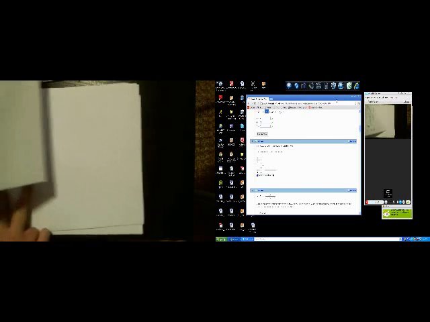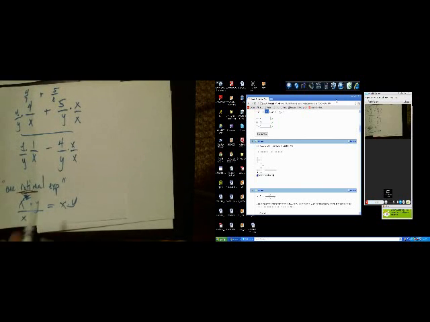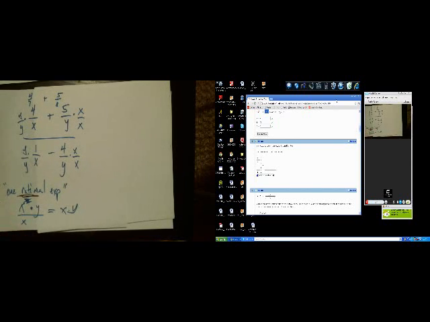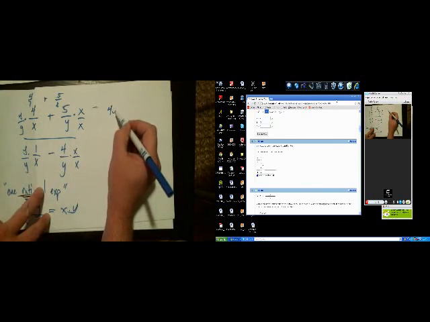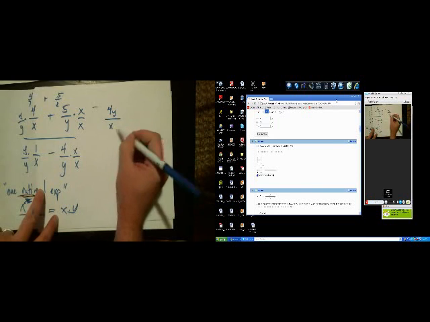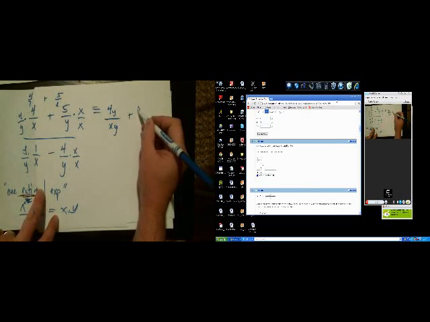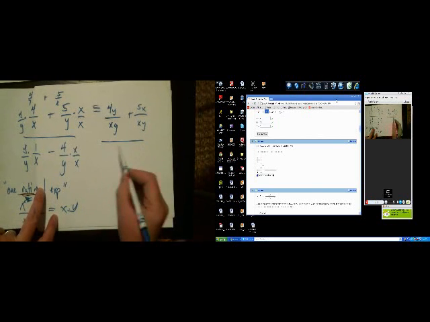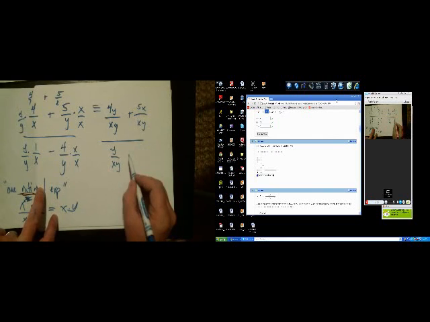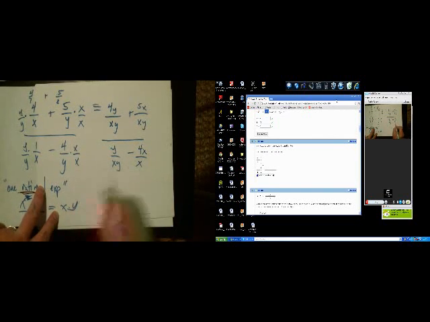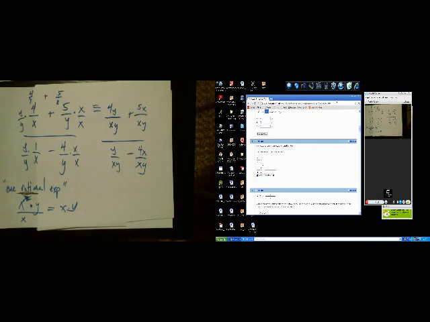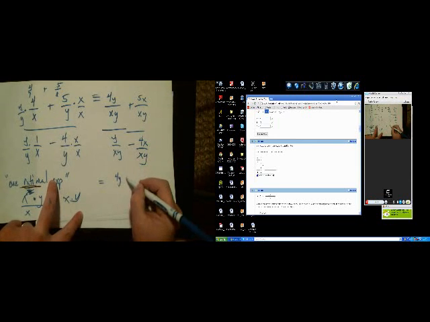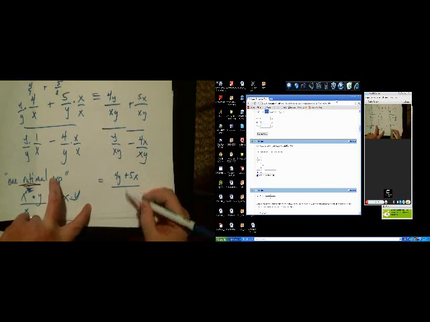So let's do this. Is that all the way on the screen? So we got 4y over, I'm going to write both as xy, plus 5x over xy, divided by y over xy minus 4x over xy. That becomes 4y plus 5x over xy.